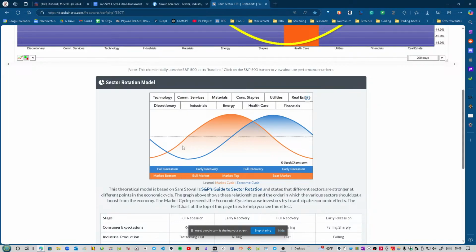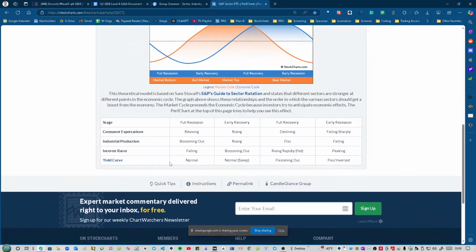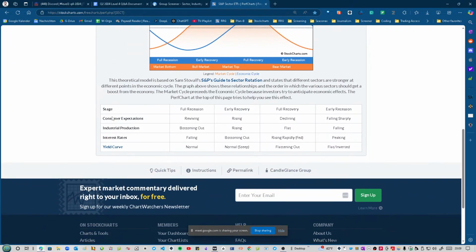That is also actually my expectation. We are just moving higher. And when you see these sectors outperforming, then I would expect that we are at the market top. And then you have also, this is the bigger picture. You have also here some macro data, what you can analyze in the market. And you see here consumer expectations, industrial production, interest rate, and yield curve.